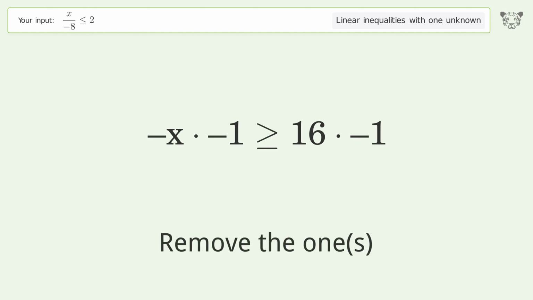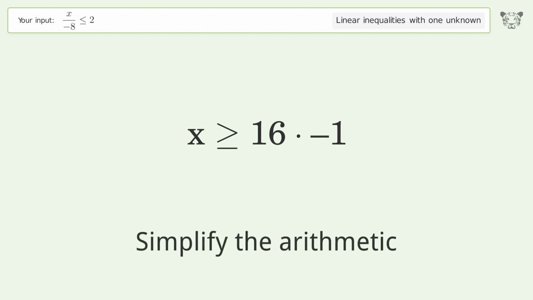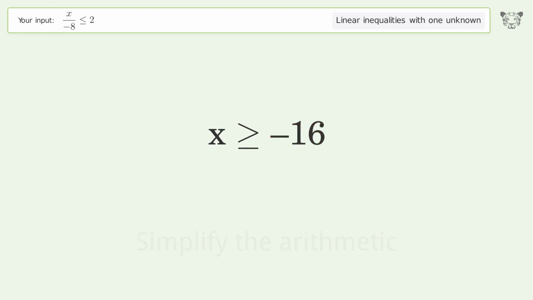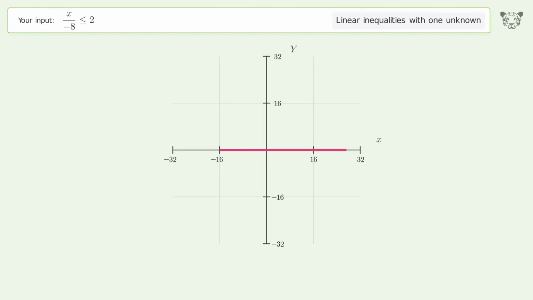Remove the ones. Simplify the arithmetic. Plot the solution on a coordinate grid. And so the final result is x equal or greater than -16.